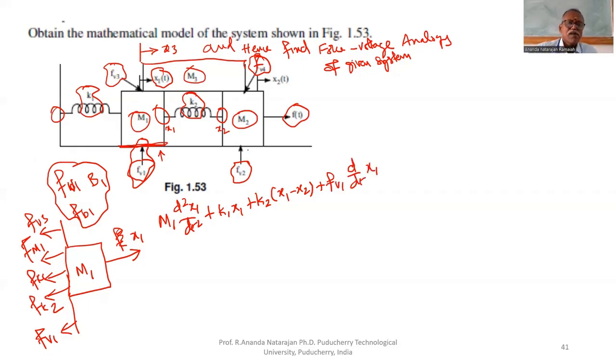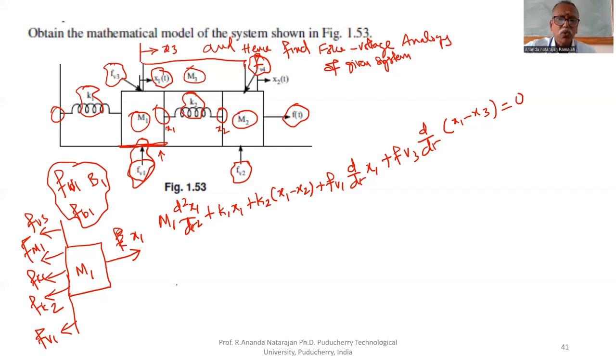That's all. But for Fv3, between m1 and m3, the displacement in m1 is x1, displacement in m3 is x3. Therefore, d upon dt of x1 minus x3. How many forces? 1, 2, 3, 4, 5. That's all. Equal to 0. Therefore, no applied force.